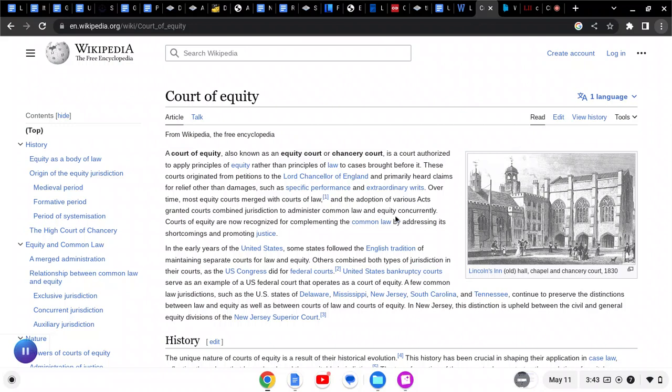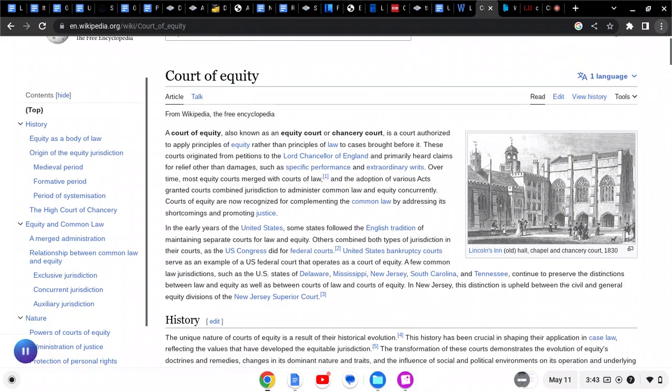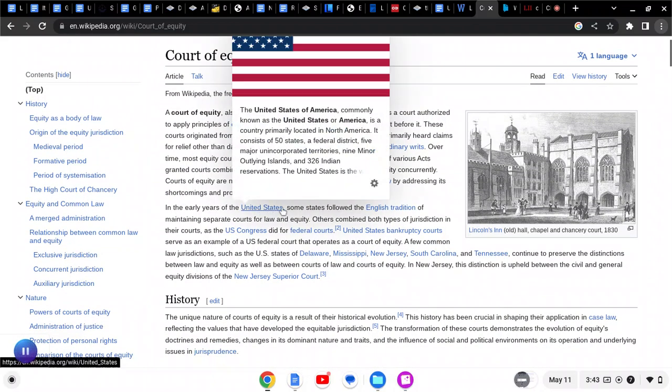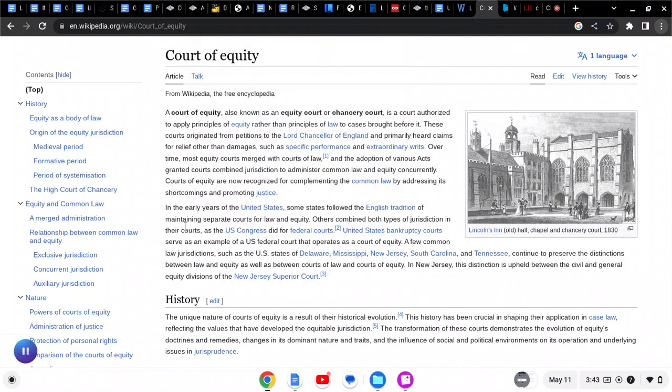Let's see. Where did I stop at? I'm gonna start back right here. Over time, most equity courts merged with courts of law, and the adoption of various acts granted courts combined jurisdiction to administer common law and equity concurrently. Courts of equity are now recognized by complementing the common law by addressing its shortcomings and promoting justice. In the early years of the United States, some states followed the English tradition of maintaining separate courts of law and equity. Others combined both types of jurisdictions in their courts, as U.S. Congress did for federal courts.